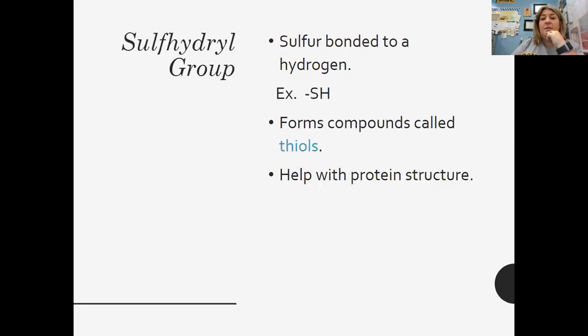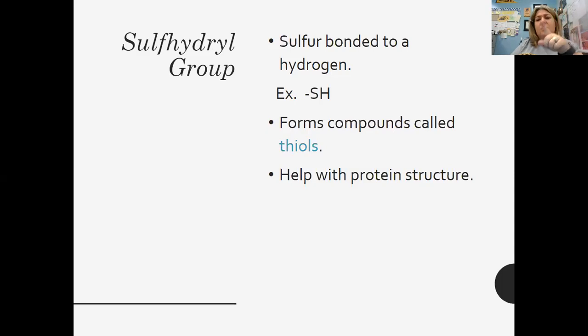Sulfhydryl, this is a sulfur and a hydrogen bonded together, and so they'll be bonded to a carbon somewhere on a carbon chain. They form compounds that are known as thiols. Thiols usually have a smell to them too. Some of you have probably taken sulfur-based drugs, and they'll have kind of a weird smell to them because sulfur just has a weird smell.